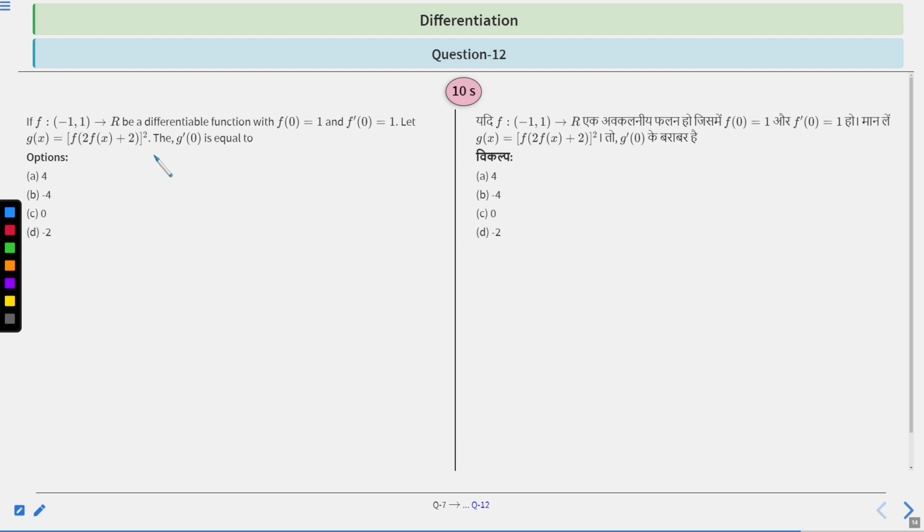So the hint of this question is, we are given f(0) and f dash 0, and g(x) is given as this. So first we will take the derivative g dash x. G dash x will be 2 times f of (2f(x) plus 2) into f dash of (2f(x) plus 2) into 2f dash x. So you will take the derivative of g(x) as g dash x and put x as 0. So you will get the answer. You have 10 seconds to solve this question. After 10 seconds, we will discuss the solution.